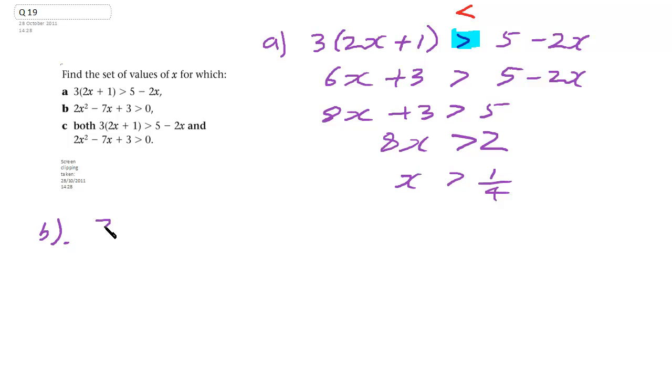Next, we're going to try and look at what range of values x has for this inequality. And we're going to try and see if we can factorise. I think I can see how we can do that nicely. If you think about it, we've got 3 and 1 are the only factors of this, and 2 and 1 are the only factors of this. How are we going to combine them to get 7?